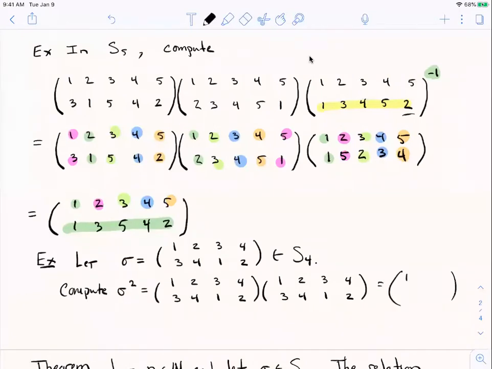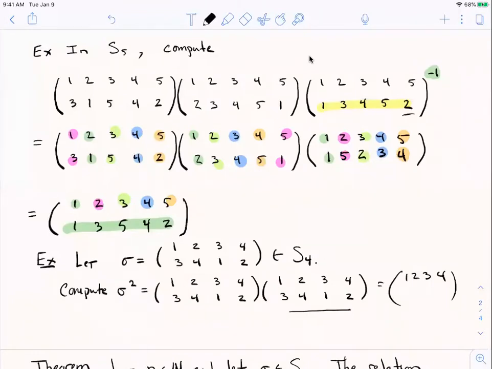Can you stop the video and compute this yourself, and then just look back and see if you got the same answer? I won't do all the color coding this time, although I hope you do like it. Let's see how this works. Composing this, again, right to left. You got to start on the right.